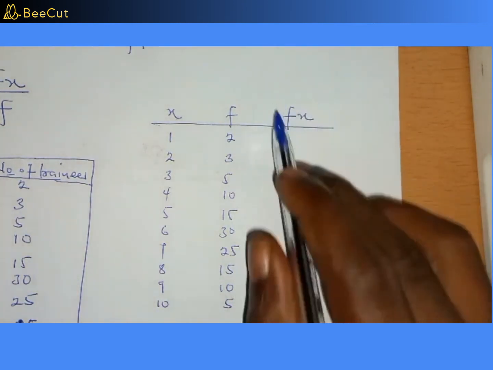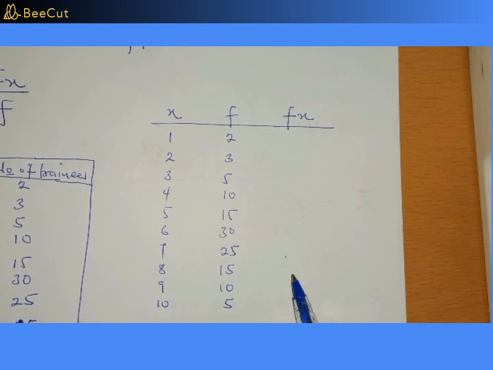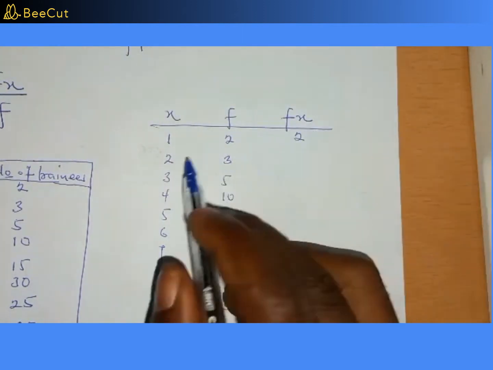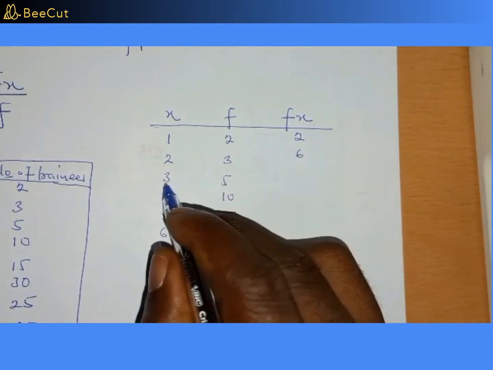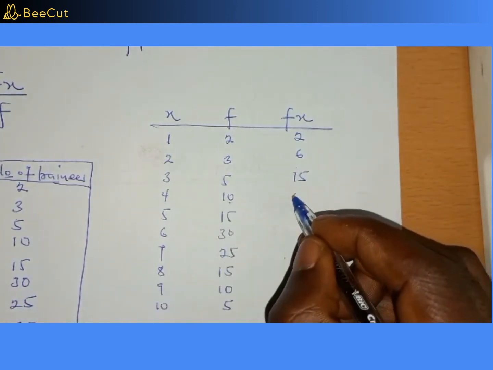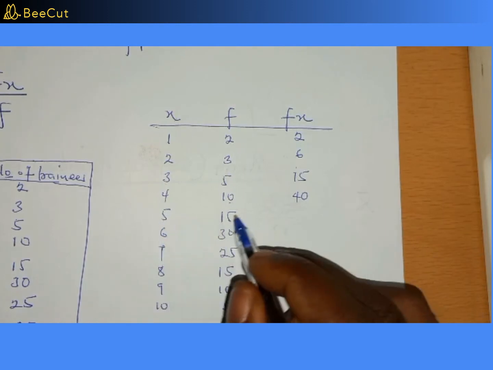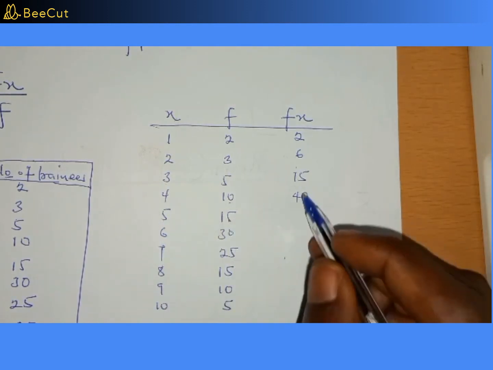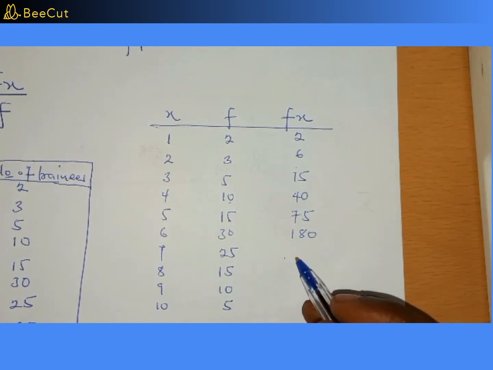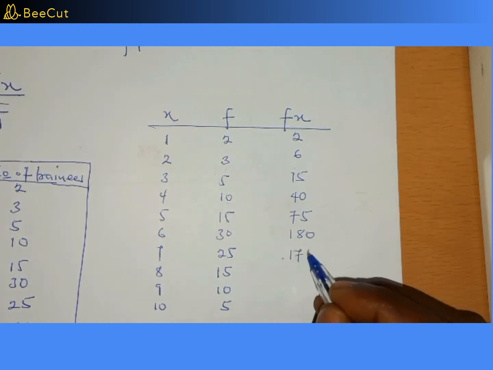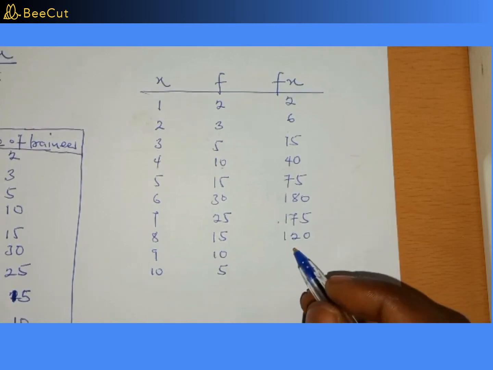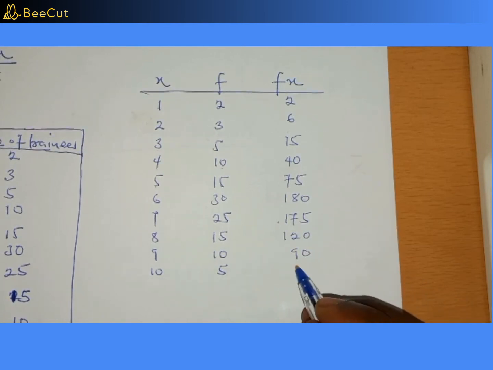And so the fx that we are seeing here simply means that the f values multiplied by the x values, which means 1 times 2 will give us 2, 2 times 3 will give us 6, 3 times 5 will give us 15, 4 times 10 will give us 40, 5 times 15, and that gives us 75. 6 times 30, and that gives us 180. 7 times 25, and that gives us 175. 8 times 15, and that gives us 120. 9 times 10, that gives us 90. And then 10 times 5, that gives us 50.